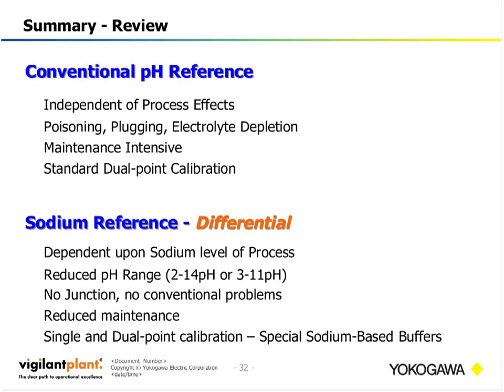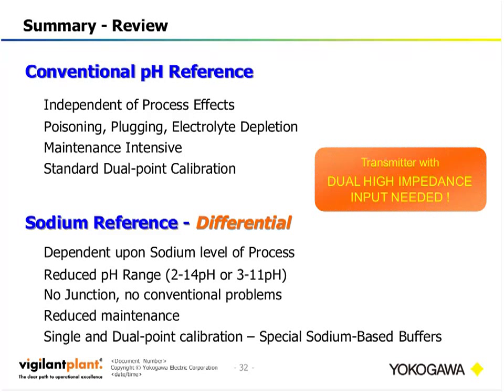However, the sodium reference or differential sensor is dependent upon the sodium level of the process, and there are two different types which both have a reduced pH measurement range. However, they have no poisoning, no electrolyte depletion, and no junction problems, which requires less maintenance. And depending on the type of sensor, pH 18 or pH glass with a sodium reference, either a single point or a 2-point calibration is required. When a 2-point calibration is done, you need special sodium buffers.